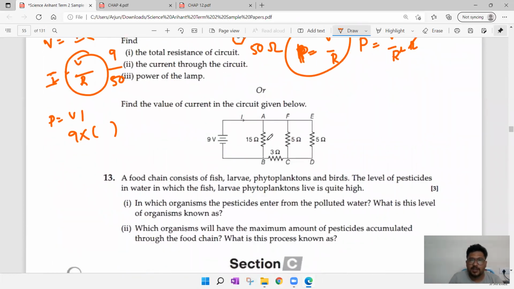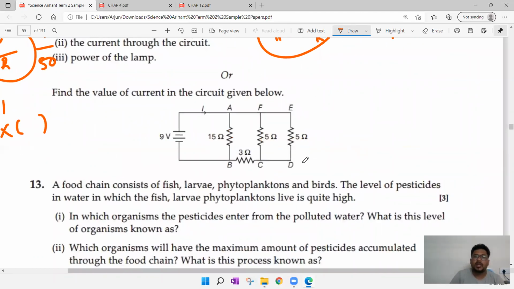Okay, next we have an internal choice question, you see. Find the value of current. Now this is somewhat complicated. What we have to do? I'll try to tell you. You see, okay, let us start from this point. Let us move like this. So first, these two resistors are in parallel. If you can observe, this 5 ohm and 5 ohm, they are in parallel. So first try to solve this system.